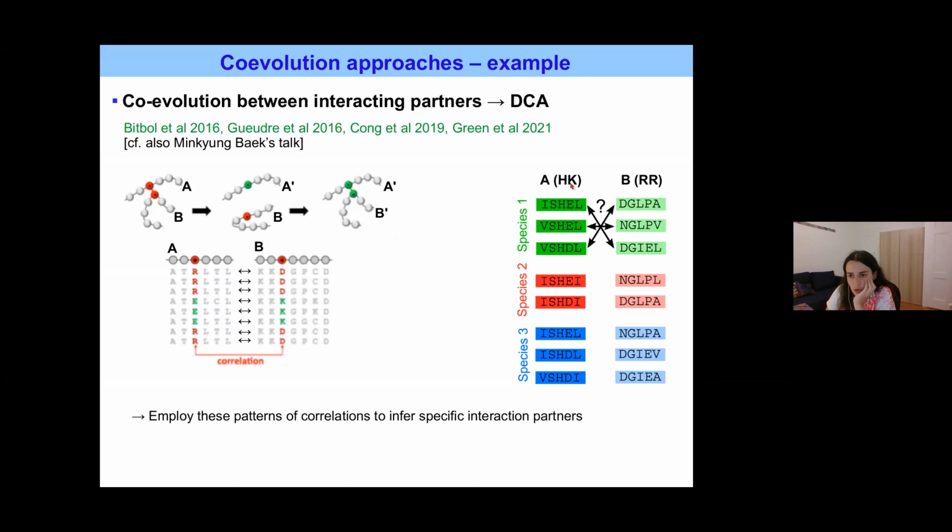And so here, we are going to use this in order to find out which protein A interacts with which protein B in a given species, where A and B are two given protein families. This question arises because there are often multiple paralogs of a given protein in a given genome, so multiple copies from the same family that are similar but not the same. And we want to employ patterns of correlation.